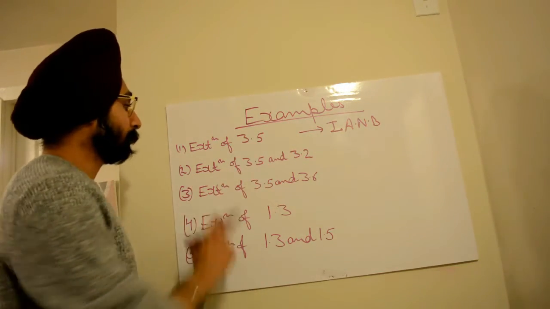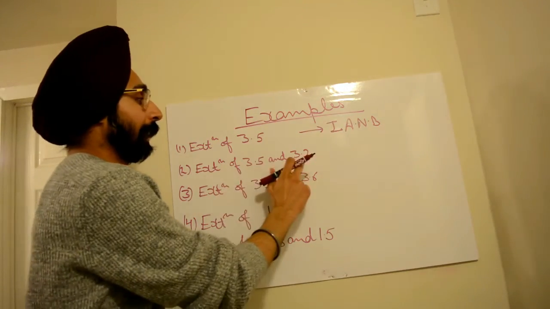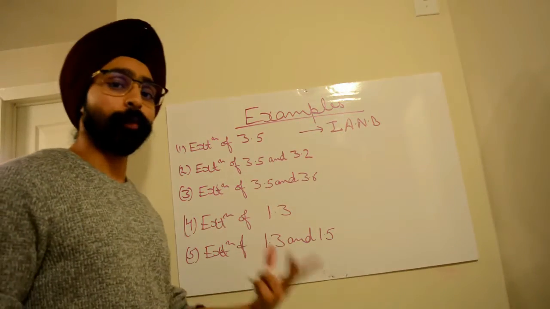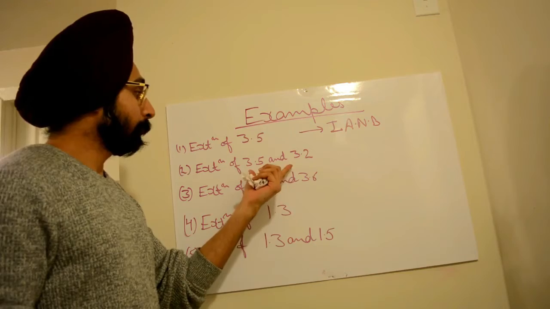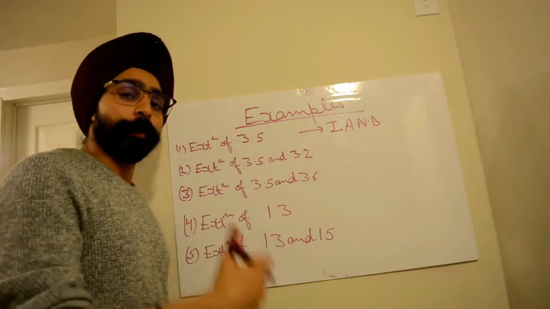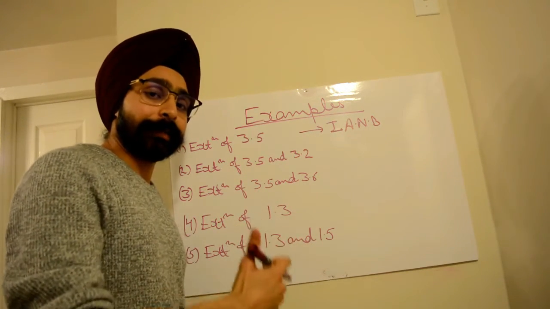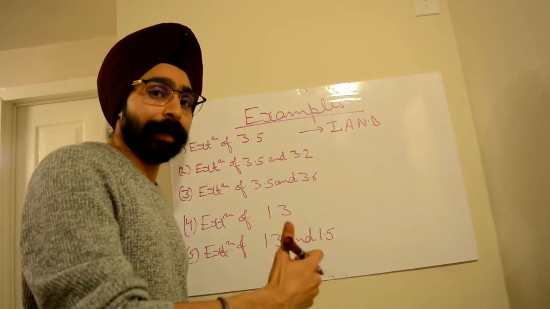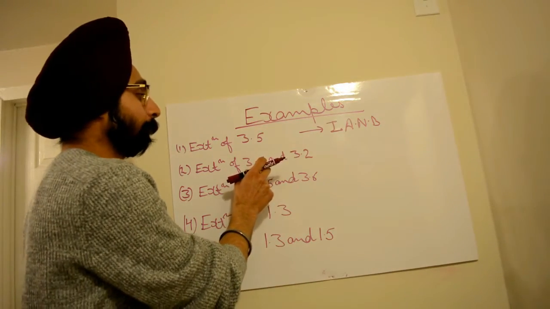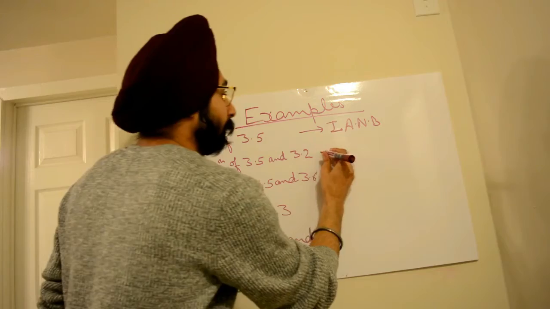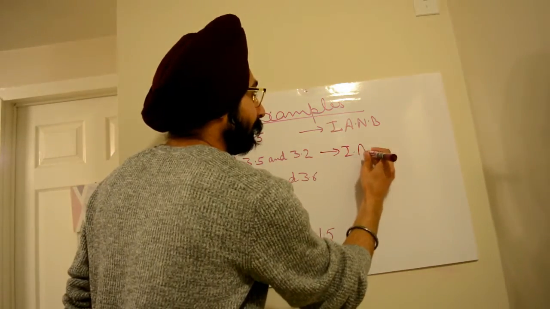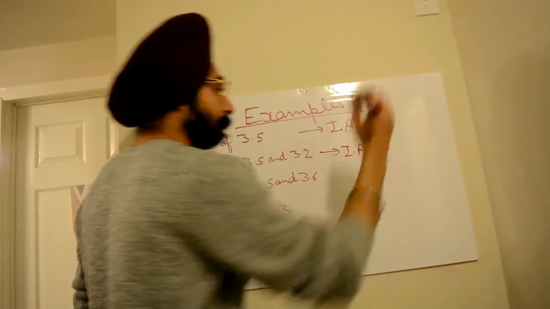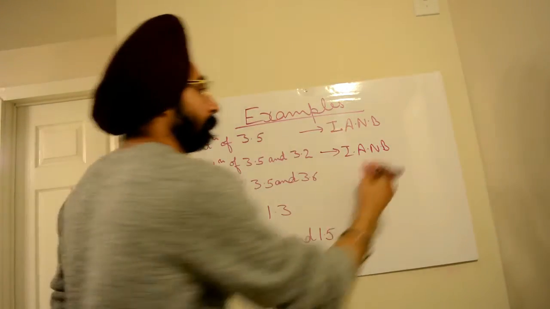Second example is extraction of 35 and 32. Now we have two teeth involved, but the inferior alveolar nerve block anesthetizes the pulpal tissue up to the midline. So basically 35 and 32 will be extracted by just giving IAB nerve block. Of course, on the left side.